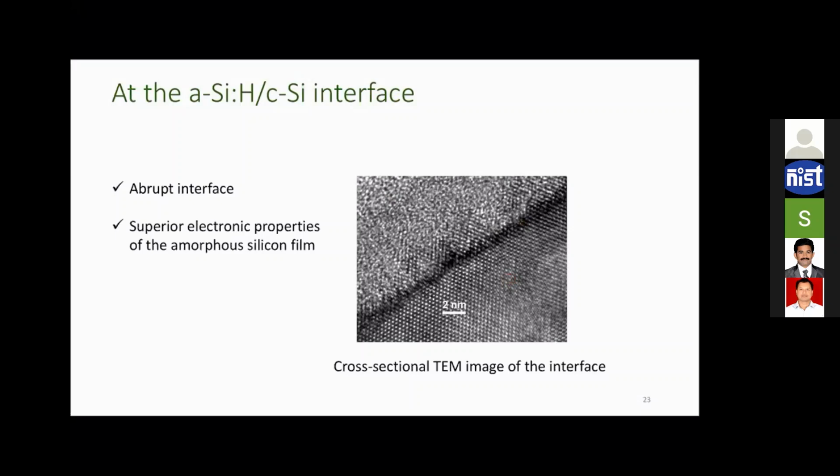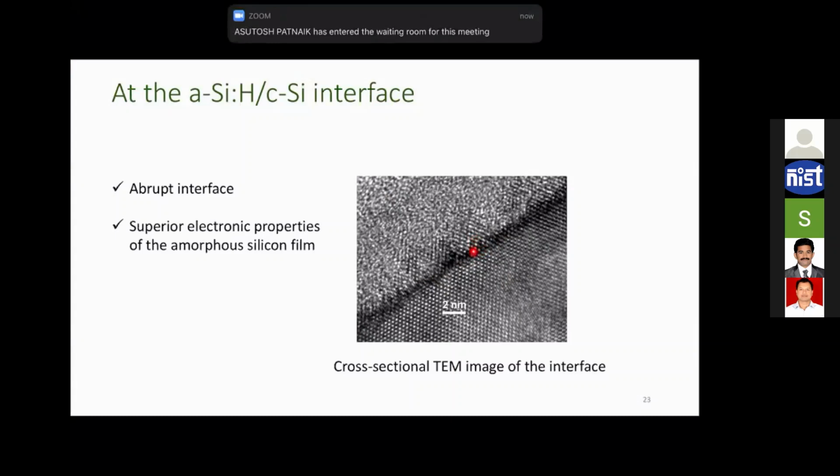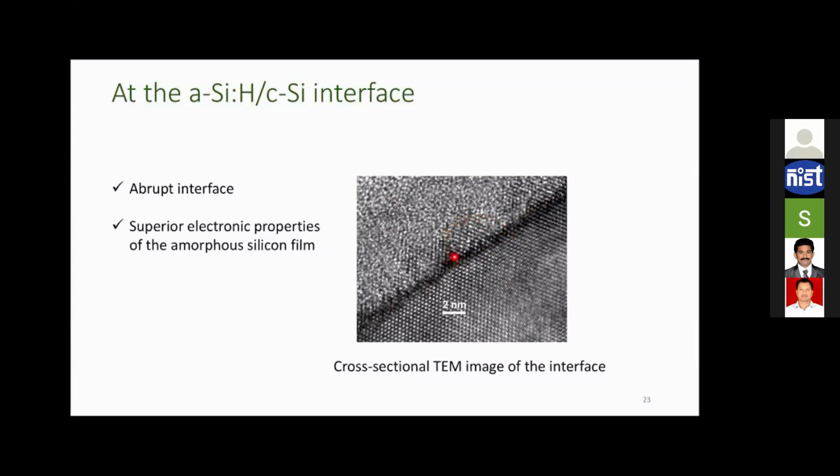What I mean by abrupt interface is that whenever you try to deposit amorphous silicon by PECVD, there is a tendency of the silicon atoms coming from the plasma to sit exactly on top of your crystalline silicon atoms' positions, thereby creating an epitaxial layer on top of your crystalline silicon. Most of the time, you can see such an epitaxial layer in this figure, where this is amorphous silicon, but there is some kind of periodic arrangement of crystalline silicon that can be seen here, right?